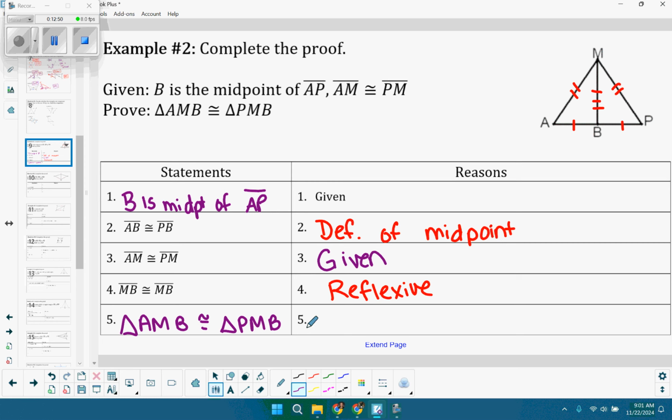So far, we have SSS, SAS, and HL. This one, if I look at what I've labeled in my picture, would be SSS. It's going to be incredibly important to label the pictures with what's congruent in your proof, so when you get to the step of the triangles being congruent, you have a clear picture of what that reason should be.